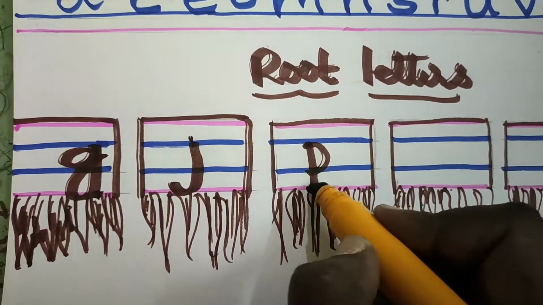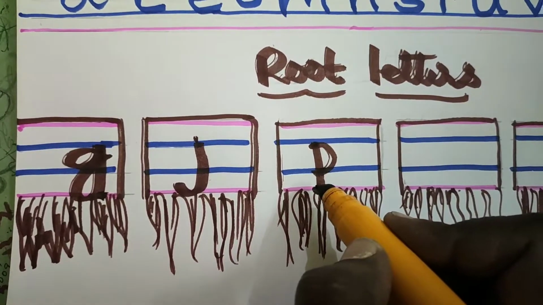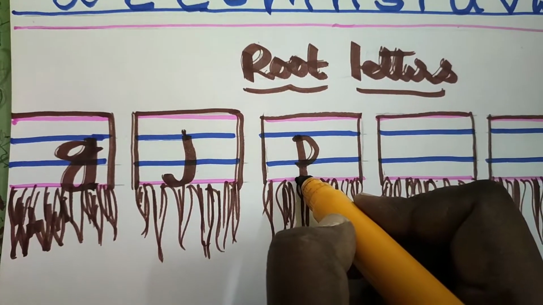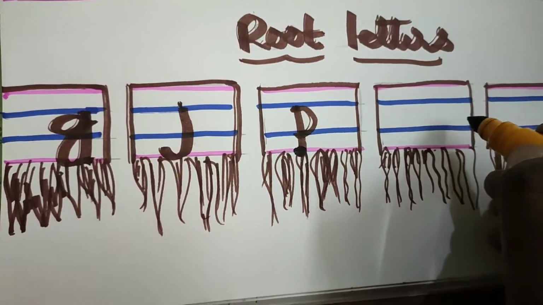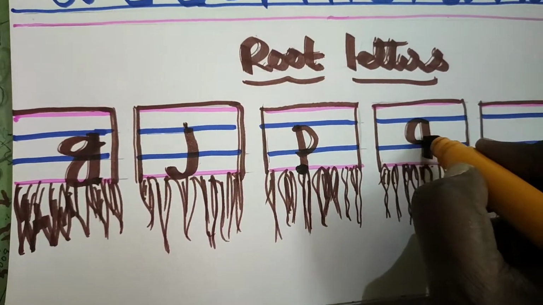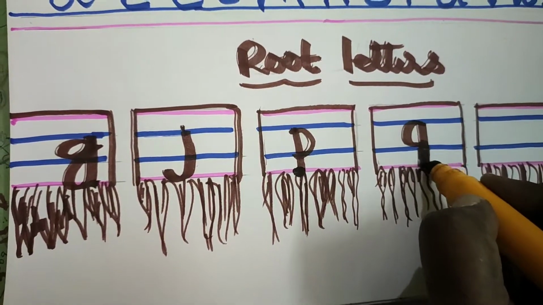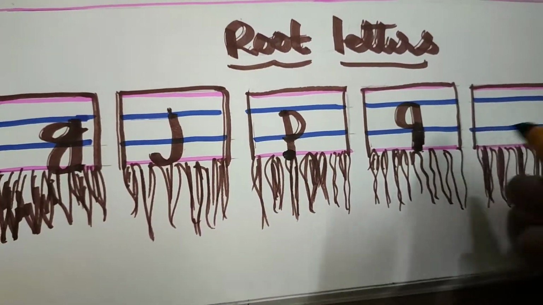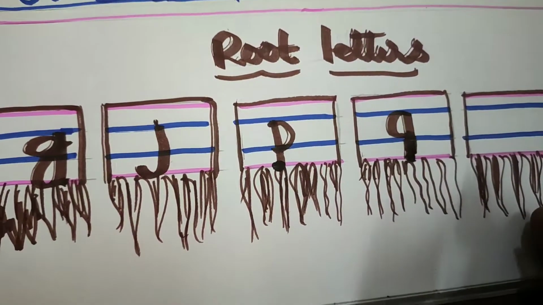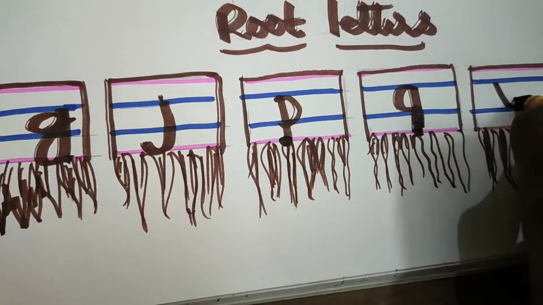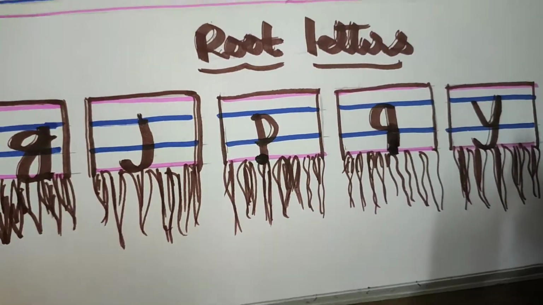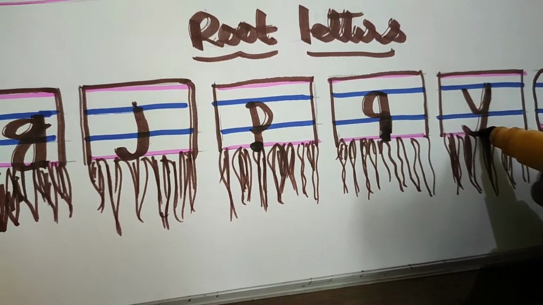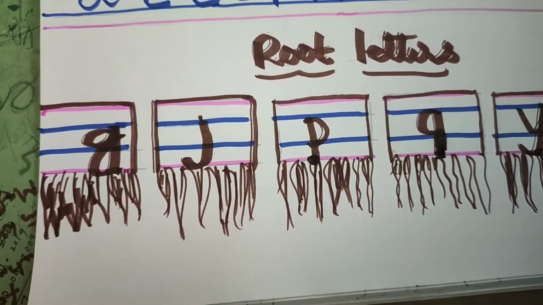We have to tell them below and above the pink lines. So I am stressing now that it is below the pink line. You have to tell them like that. And Q. Q also comes down from the blue line to below the pink line. Y. Y also came below the pink line. So these are all called root letters.